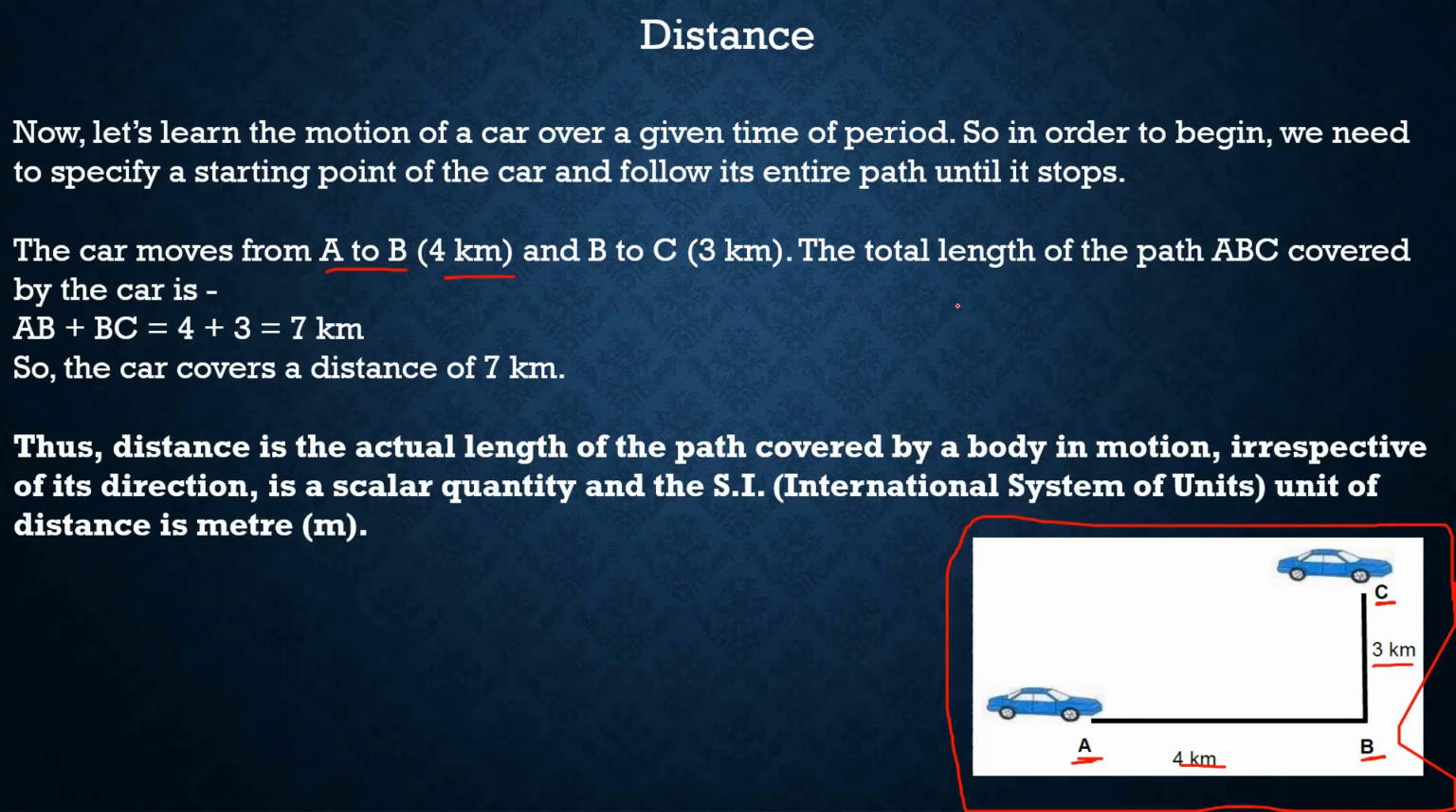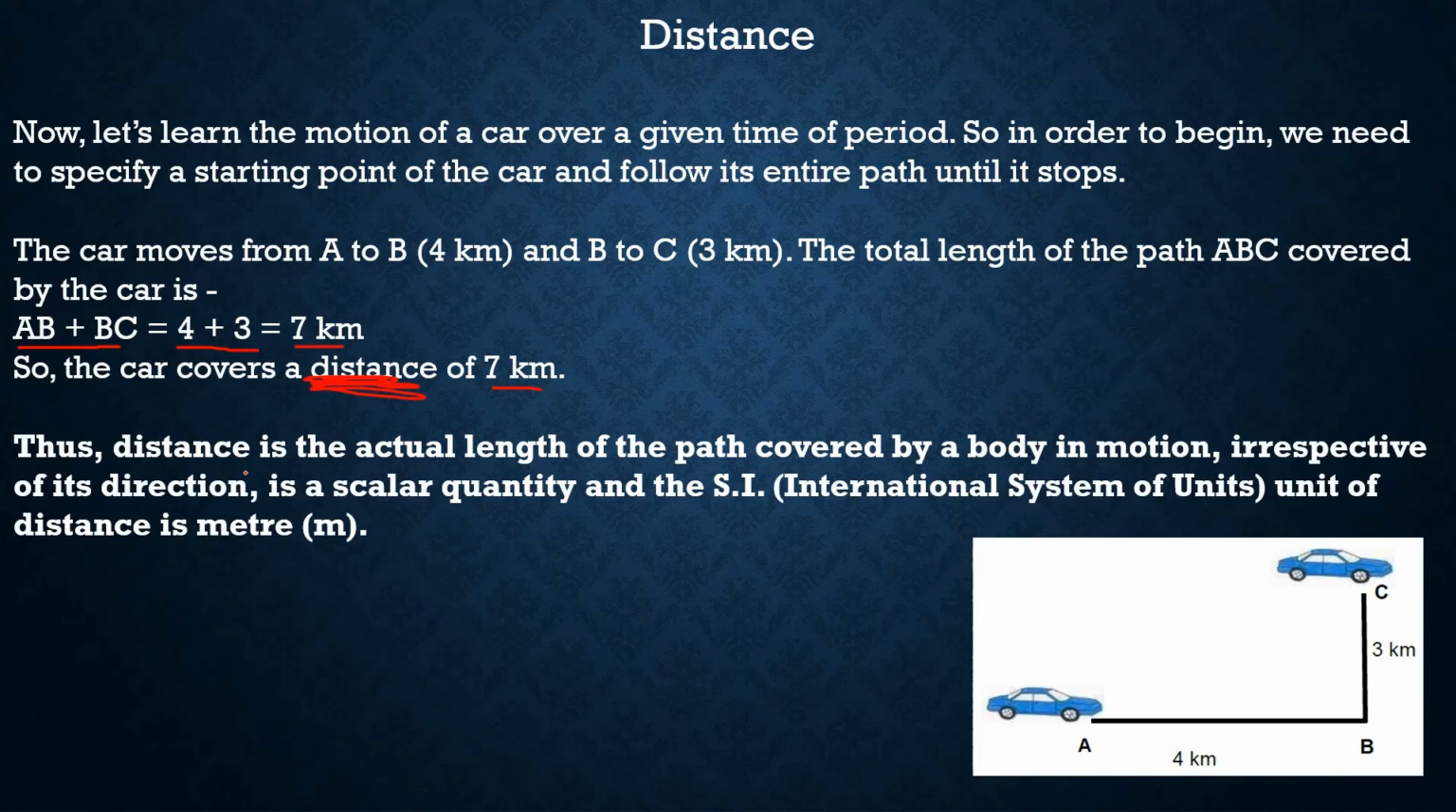So the total length covered by the car is going to be AB plus BC, that is equal to 4 plus 3, that is 7 kilometers. So the distance of the car is 7 kilometers. Now what is the distance?